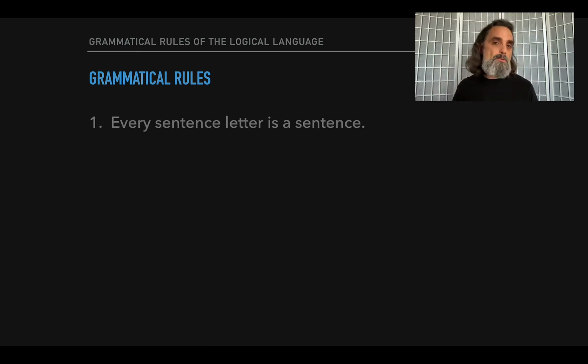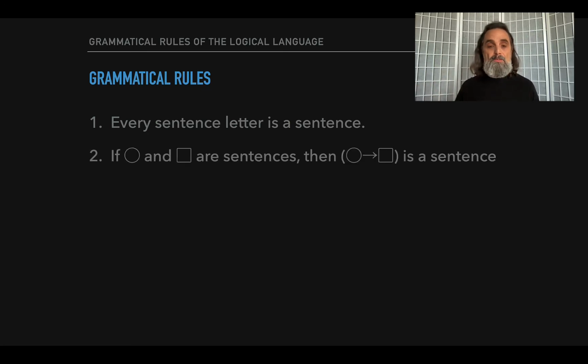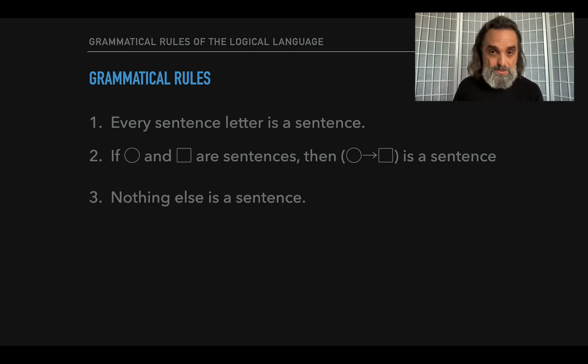Every sentence letter, so all the capital letters from P through Z, those are all sentences. And then if you have 2 things that are sentences, box and circle, if you put an arrow down and you put circle on one side, box on the other, and surround them with parentheses, then you also have a sentence. That's a conditional sentence, right? And then finally, nothing else is a sentence. That's it and that's all.